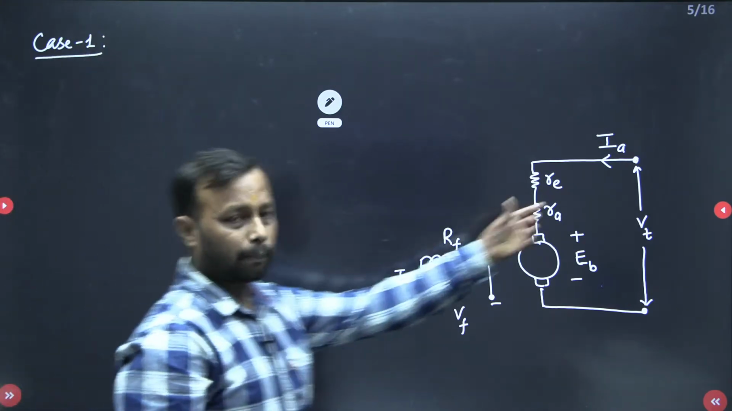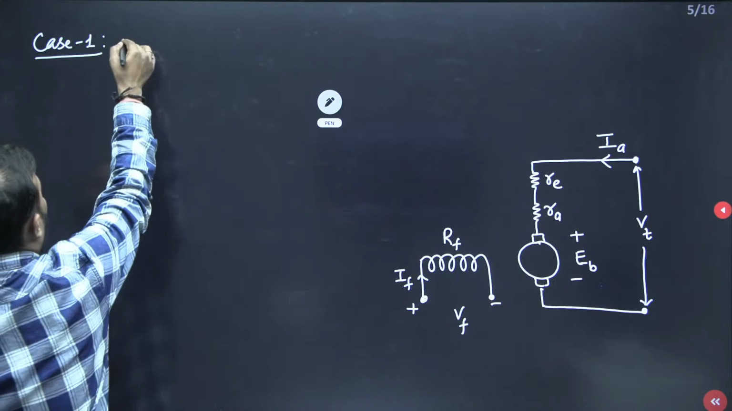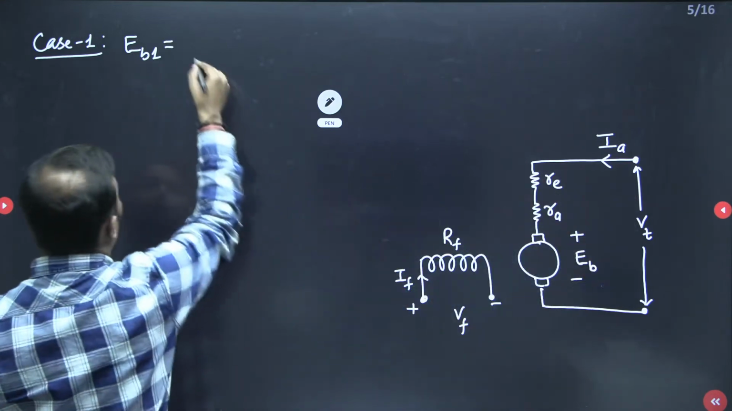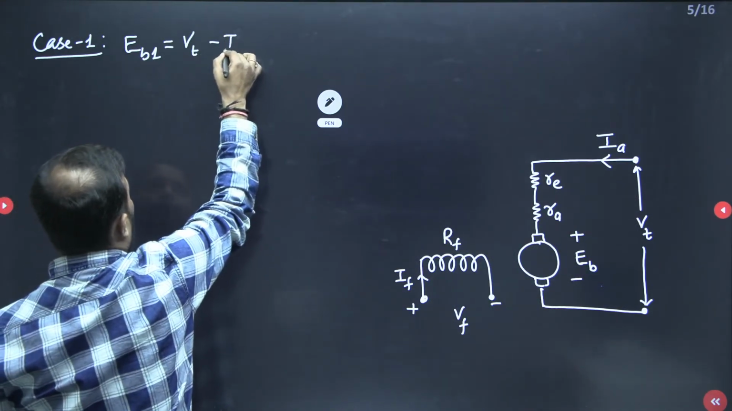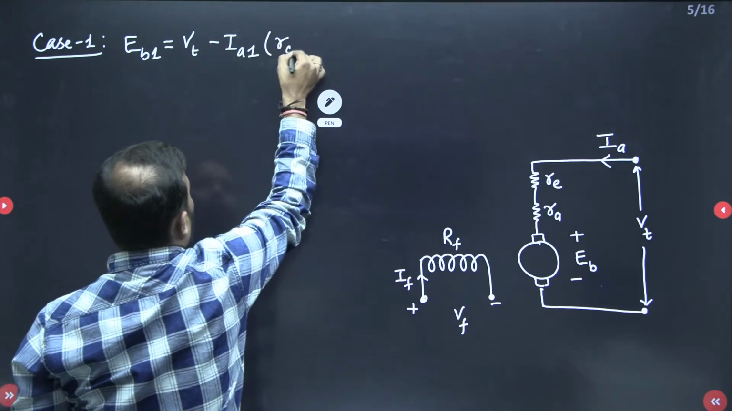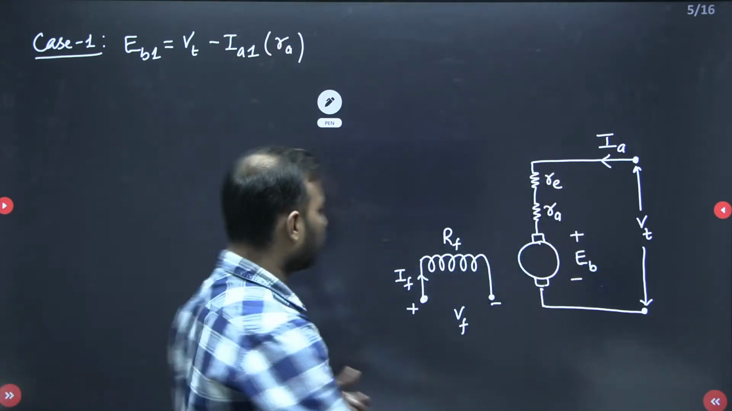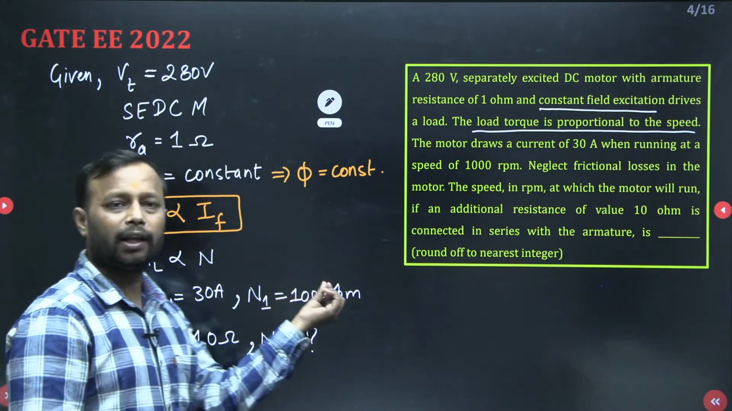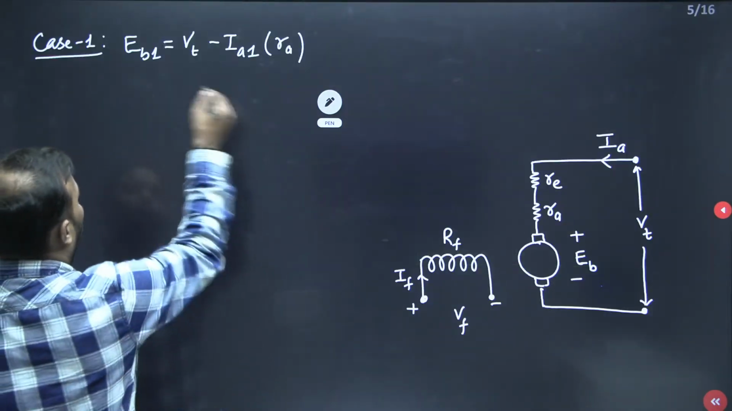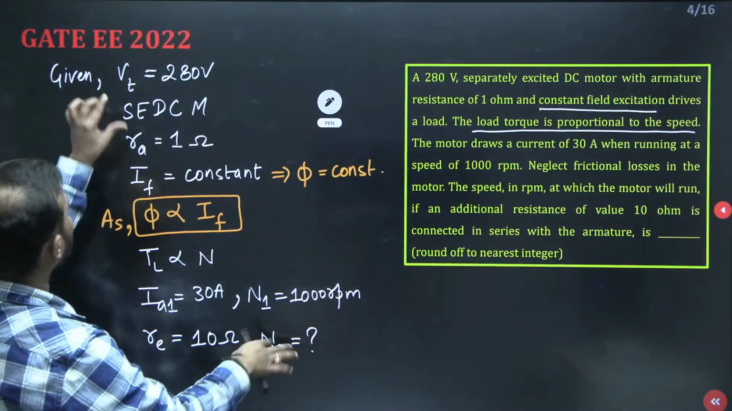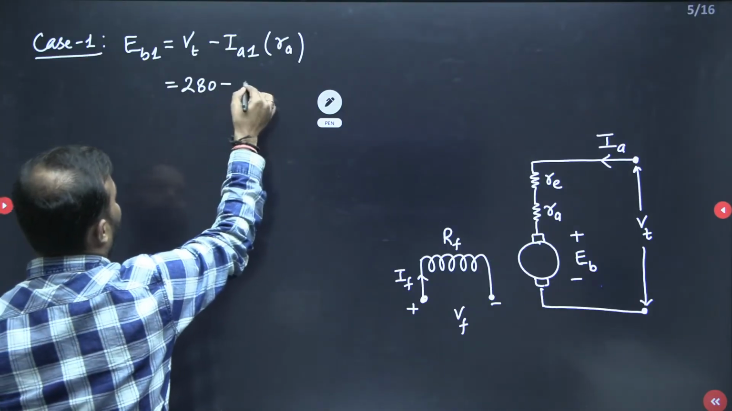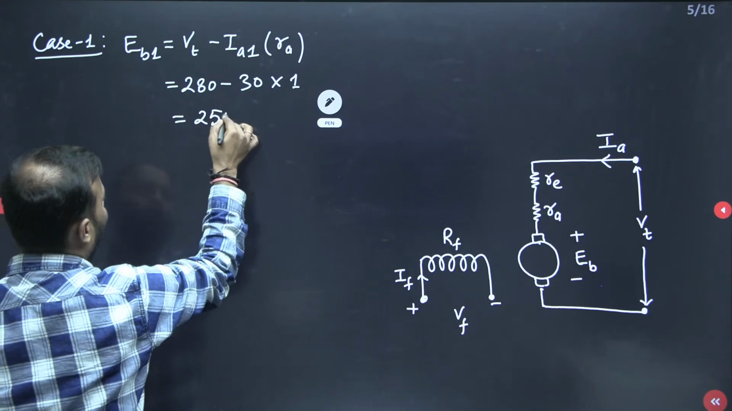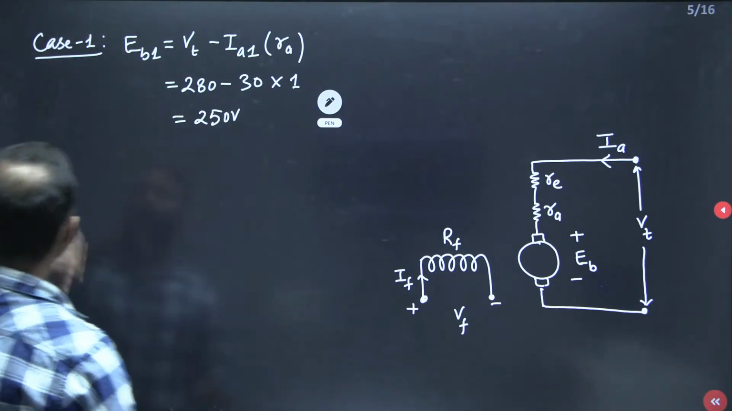In case 1, apply the KVL here. What are we going to get? EB1 is equal to VT minus IA1 RA. Why have I not taken RE? Because in case 1, when the speed was 1000 RPM, there was no external resistance. So RE is taken as 0 for case 1. VT is 280 minus IA1, which is 30, times armature resistance of 1 ohm. So this is equal to 250 volt. I hope this is clear to you. Done? Next, case 2.